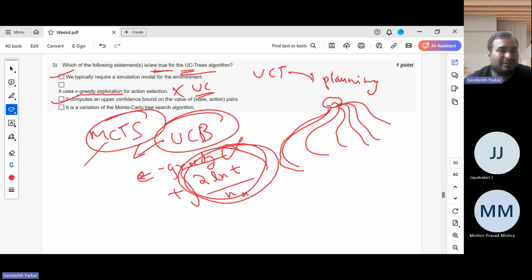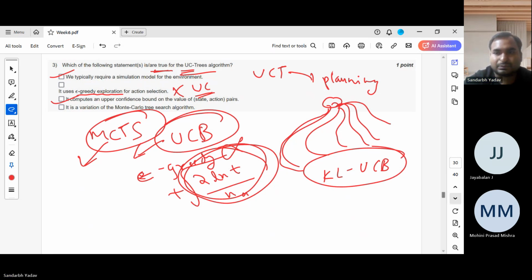But if you have seen the lecture, you know MCTS is the general algorithm. One of its variants is UCT, which uses upper confidence bound. There are other UCB-like algorithms also, similar to UCB, such as KL-UCB. So you can find something like KL-UCB trees also. There are different types of Monte Carlo tree search algorithms, and UCT is one of them. If there is any doubt, you can ask me. Otherwise, I'll move to the next one.